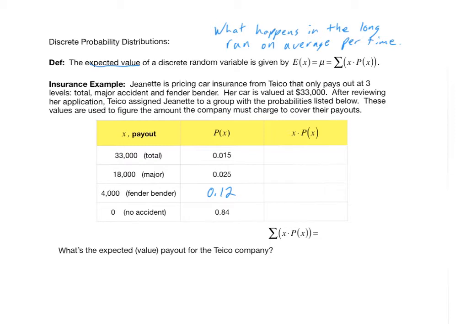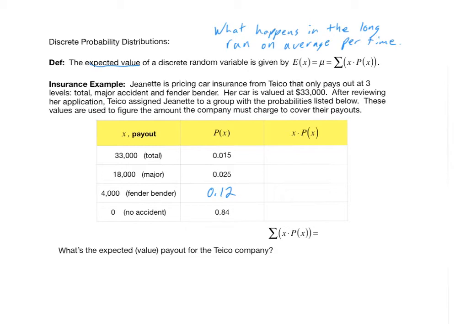And over here, because her car was worth $33,000, the actuaries have also assessed that if her car is totaled, it would cost them $33,000. If her car had a major accident, it would cost them $18,000. If she got in a fender bender, it would cost them $4,000. And if she gets in no accident, it costs them nothing.